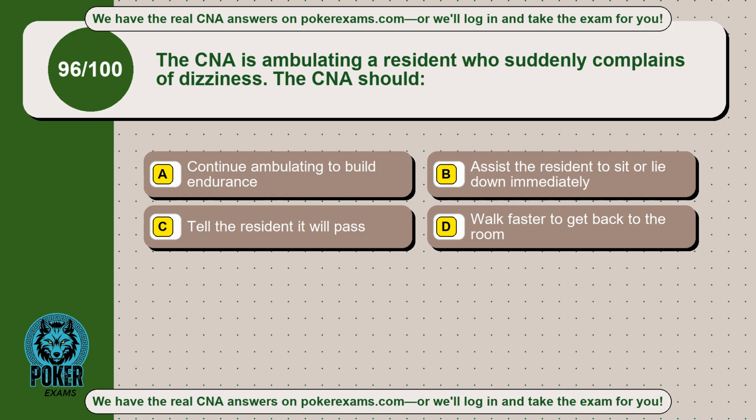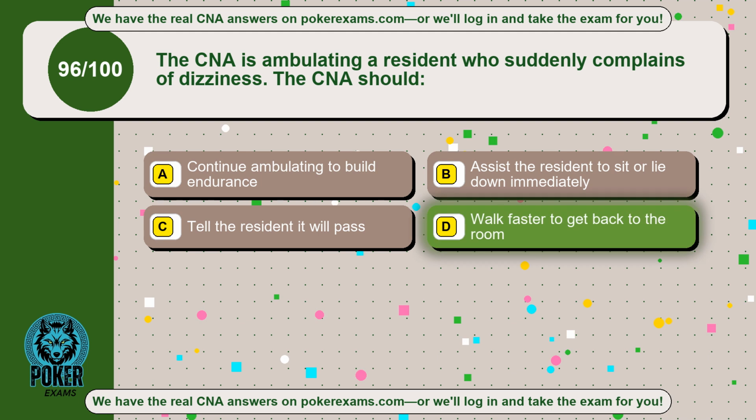Question 96. The CNA is ambulating a resident who suddenly complains of dizziness. The CNA should: Option A, continue ambulating to build endurance. Option B, assist the resident to sit or lie down immediately. Option C, tell the resident it will pass. Option D, walk faster to get back to the room.